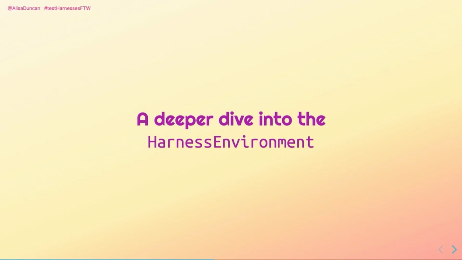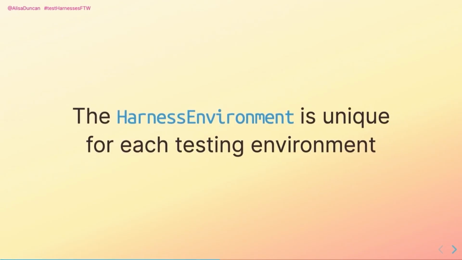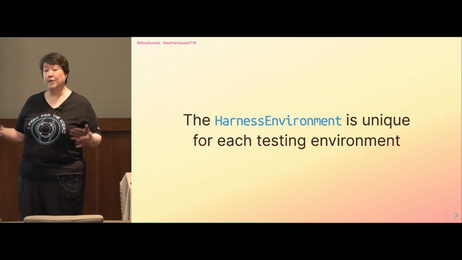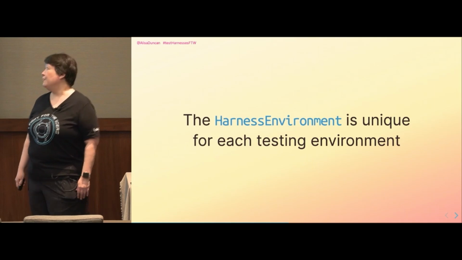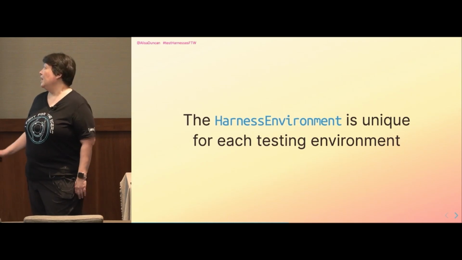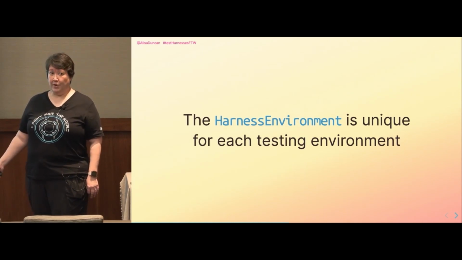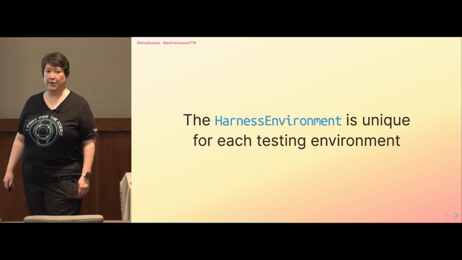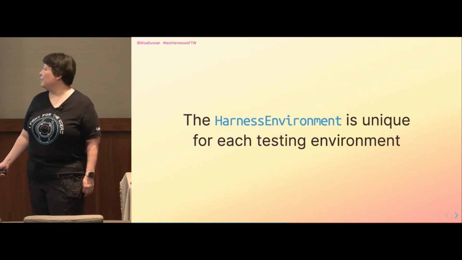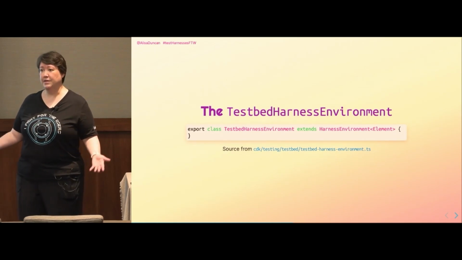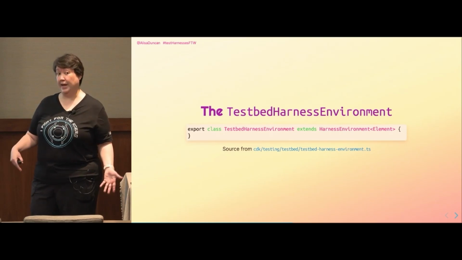But let's take a deeper dive into the harness environment and understand this. The harness environment is unique for each testing environment. So that means that it will be different if you're testing unit tests versus E2E tests, or even the testing library that you're running in, right? So if I'm doing this in Karma, that's different than if you wanted to try running this in Jest or something else. You will have to find the harness environment for your testing library. And many times, it might be available from the testing library, but if not, then you'll probably find it as a community project. I think that's the case for Jest. But I will be using Karma, which uses the TestbedHarnessEnvironment and is the out-of-the-box default harness environment that is provided by the Angular team.